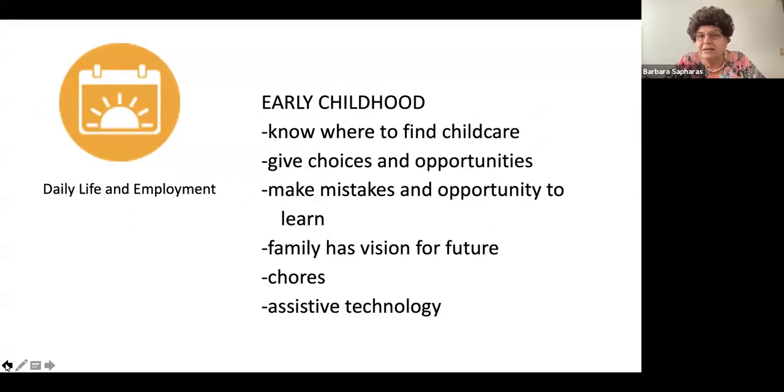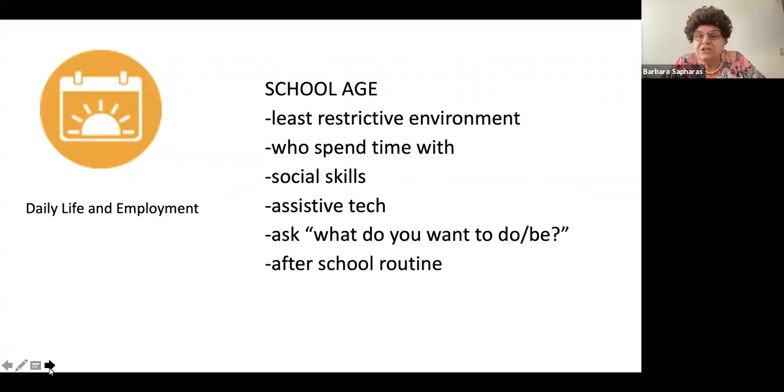So has the child had these experiences? So you move to school age, do they have kids to spend time with? Are we teaching them social skills? And let's remember, we even teach preschoolers social skills. What's the first thing we teach them? Say please, say thank you. We're teaching them social skills.